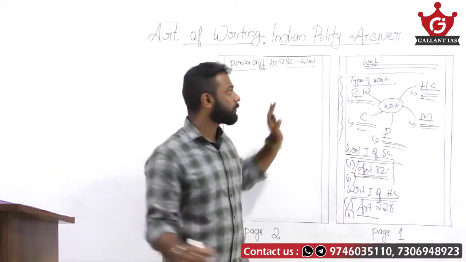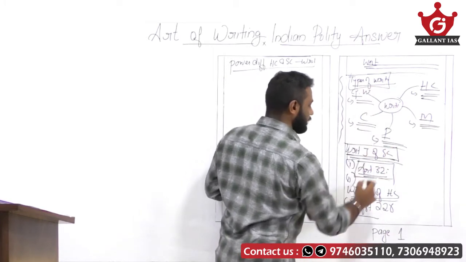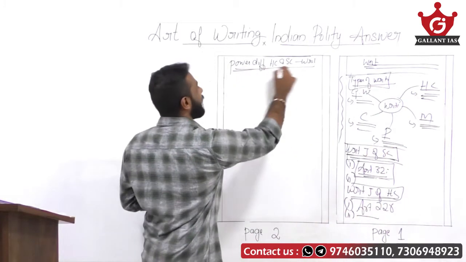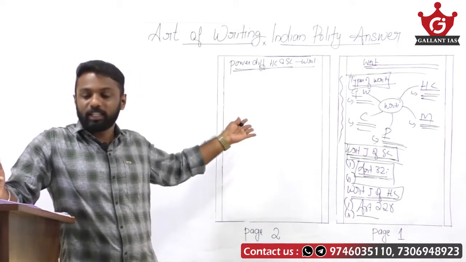So we have written the intro, then types of writs, then the writ jurisdiction of Supreme Court, again another heading, now another heading. So try to give more subheadings. Okay, again write the points in bullet points.